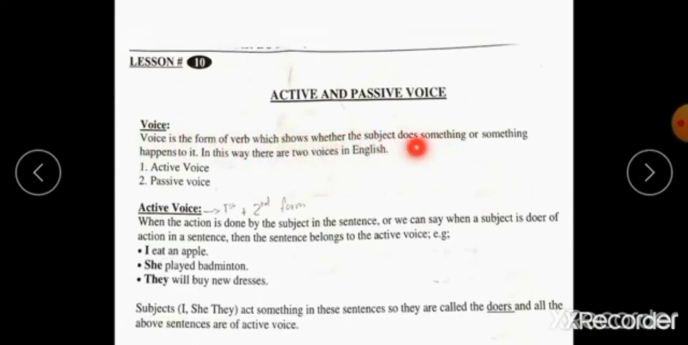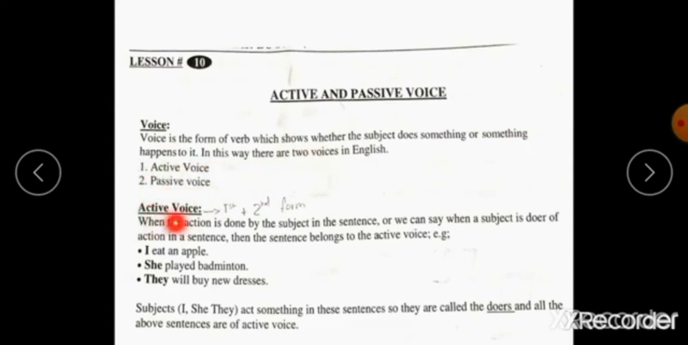Either the subject is doing some work and something happens to it, or the work is attributed to the subject. In this way, there are two voices in English. English में two voices होती हैं. Which ones? First one is active voice and second one is passive voice.